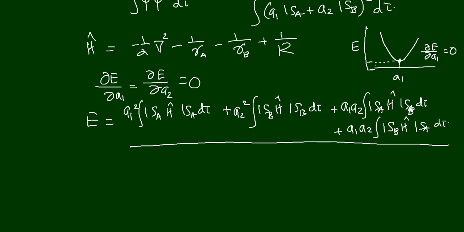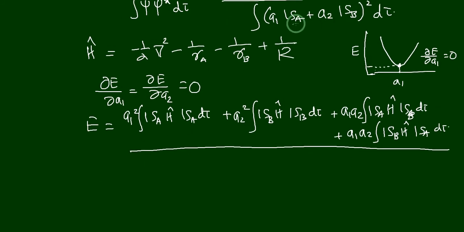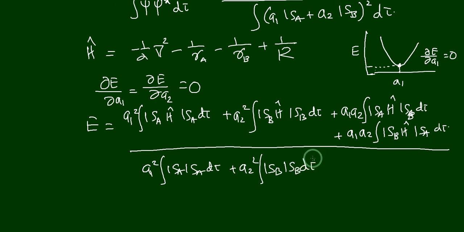The denominator is integral of 1s a plus a1 1s a plus a2 1s b, the whole square d tau, that is equal to a1 square integral 1s a 1s a d tau plus a2 square integral 1s b 1s b d tau plus 2 a1 a2 integral 1s a 1s b d tau.